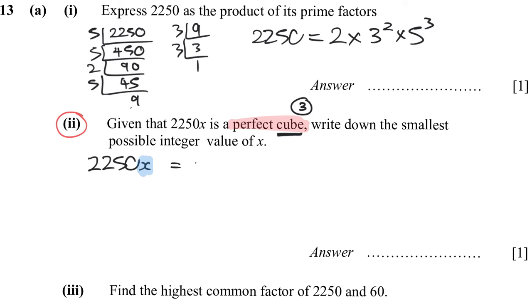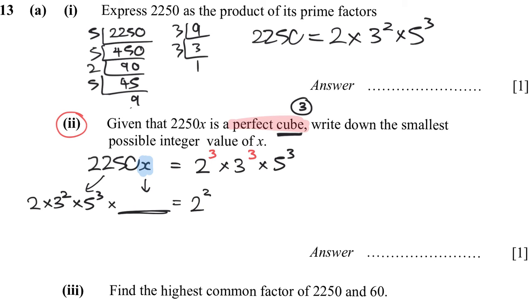So right now we have, based on 2250, 2 times 3 squared times 5 cubed, right? But if I want the result of this to be a perfect cube, it would mean that 2 will have to have power 3, and 3 would have to have power 3 as well. Now, if I break it down into its two parts, currently 2250 is 2 times 3 squared times 5 cubed. Now, multiplied by what will give me 2 cubed, 3 cubed, 5 cubed? Okay, you just compare the powers.